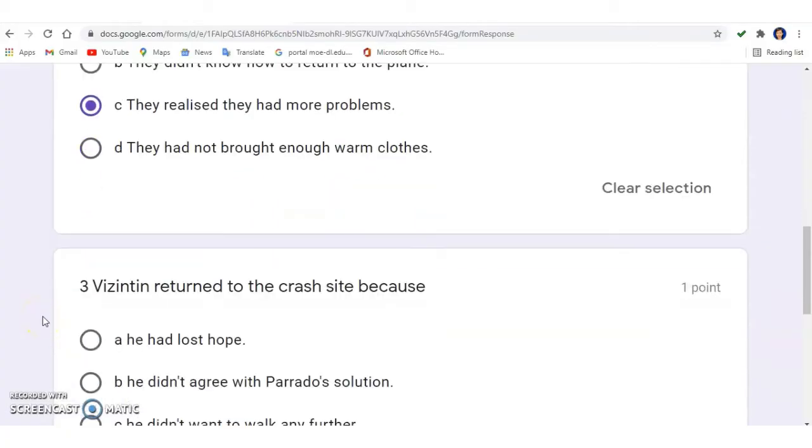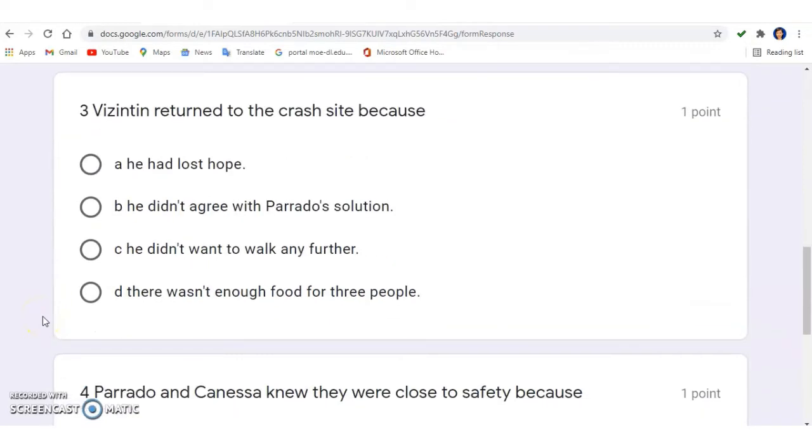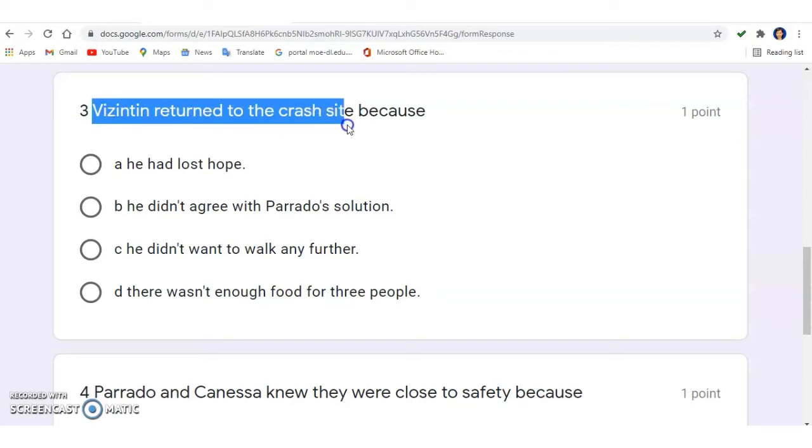Alright, now let's proceed to the next question. Number 3. Byzantine returned to the crash site because. Okay, so now the keyword is Byzantine. One of the 3 men returned to the crash site. Okay, so we need to find out why he returned to the crash site. A, he had lost hope. B, he didn't agree with Peredor's solution. C, he didn't want to walk any further. Or D, there wasn't enough food for 3 people.